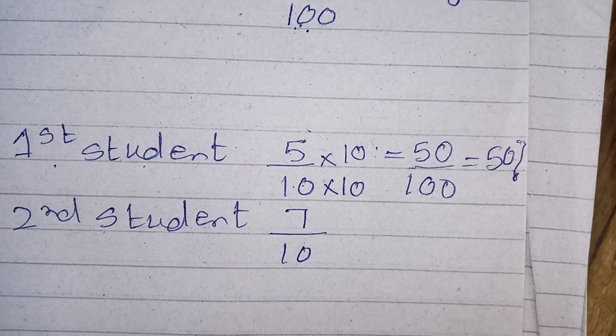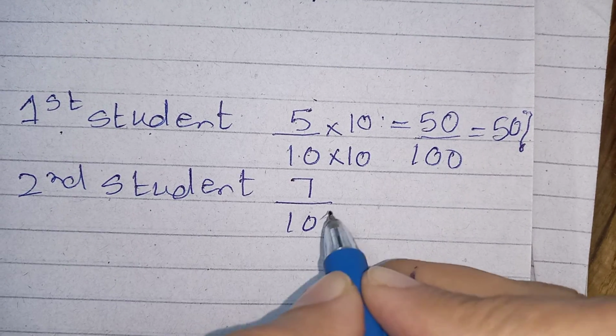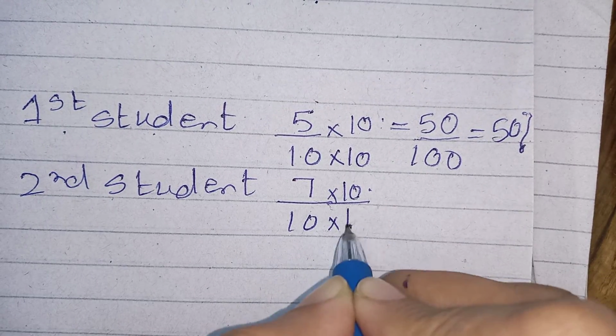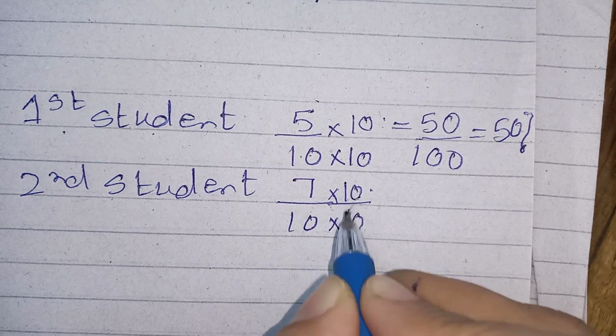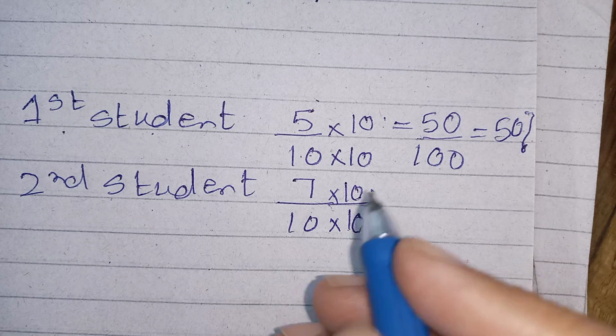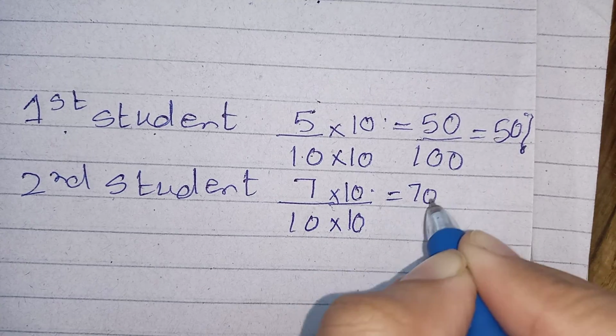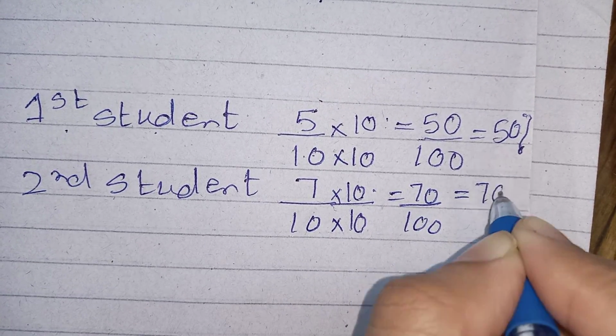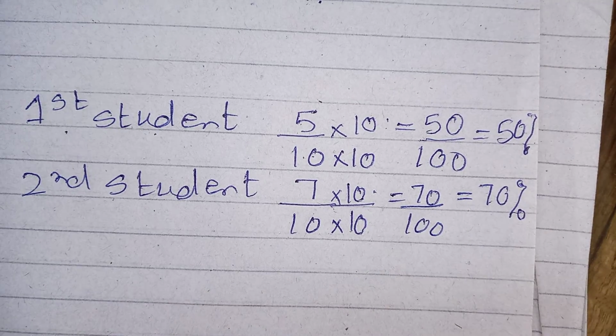Now for the second student, we will do the same with the marks, multiplying numerator and denominator by 10, and what will we have? We will have 70 upon 100, and he got 70% marks.